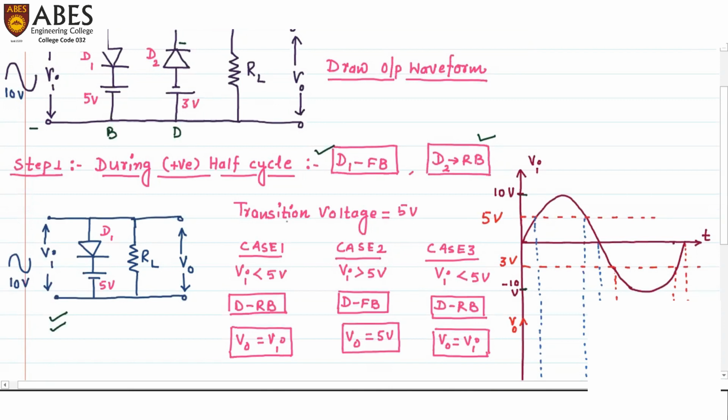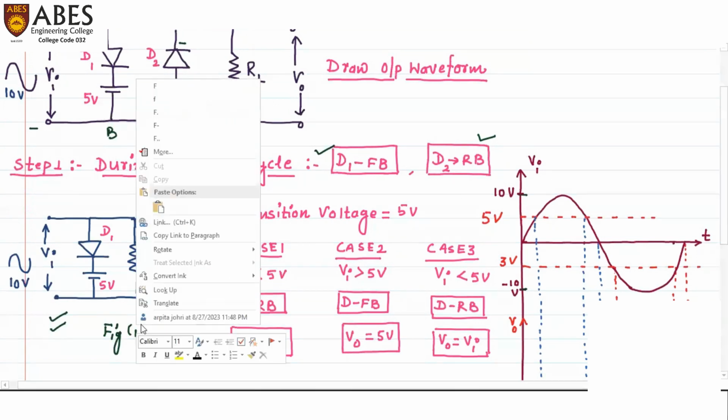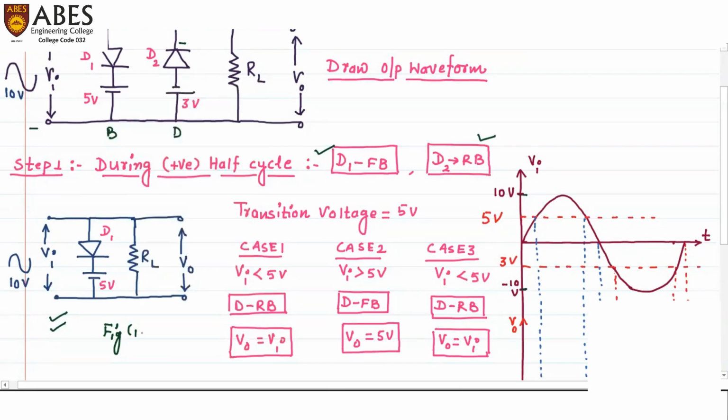Now here we need to find the transition voltage for this positive half cycle. As we all know, the magnitude of transition voltage is equal to the battery voltage. So here in figure 1, the battery voltage is 5 volts. Therefore, transition voltage will be equal to 5 volts.